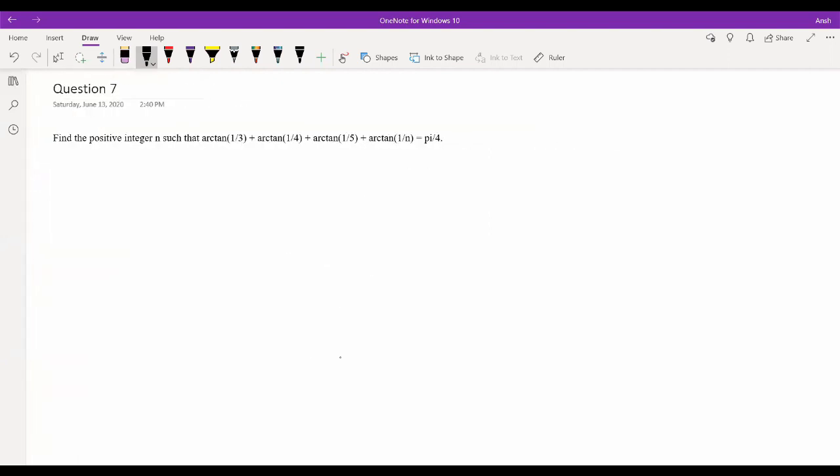All right, so moving on for our next question. We want to find a positive integer n such that arctan of 1/3 plus arctan of 1/4 plus arctan of 1/5 plus arctan of 1 over n equals pi over 4.